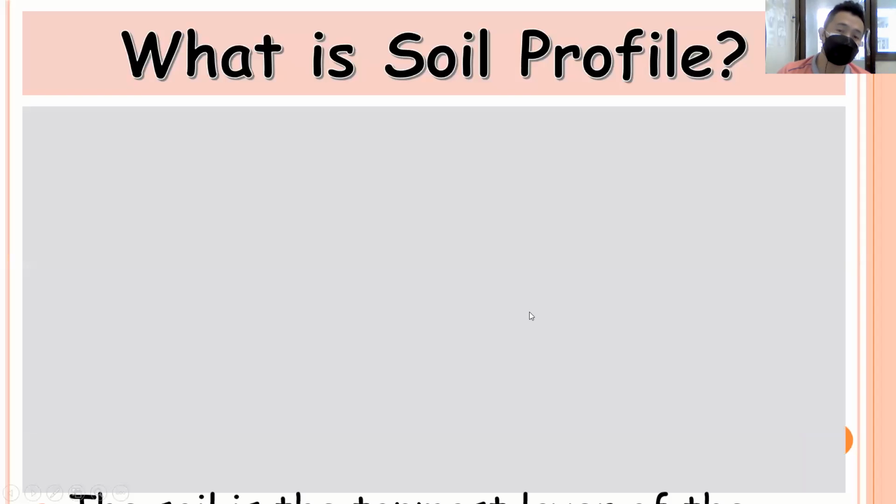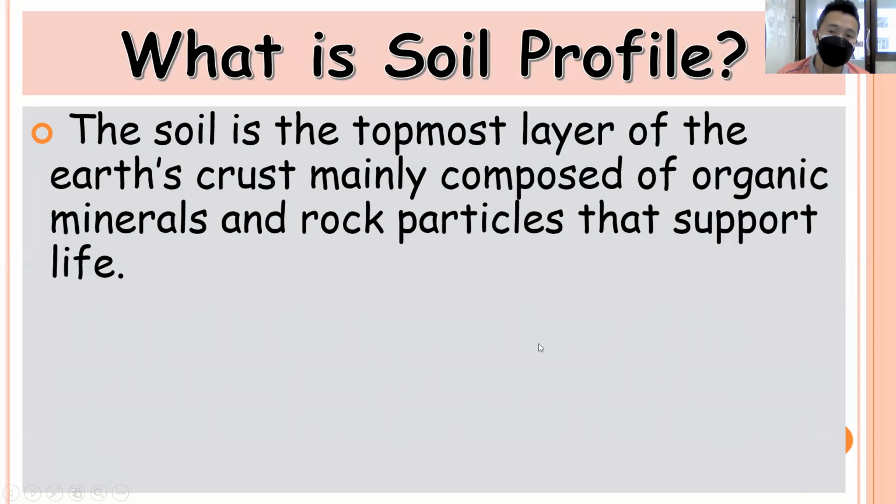Now, what is the soil profile here? The soil is the topmost layer of the Earth's crust, mainly composed of organic minerals and rock particles that support life. Say that. So the soil is the topmost layer of the earth. Therefore, the soil is the main factor that people can survive in our daily activities or daily living. For the reason that we are dependent so much on the topmost layer, which is the soil.